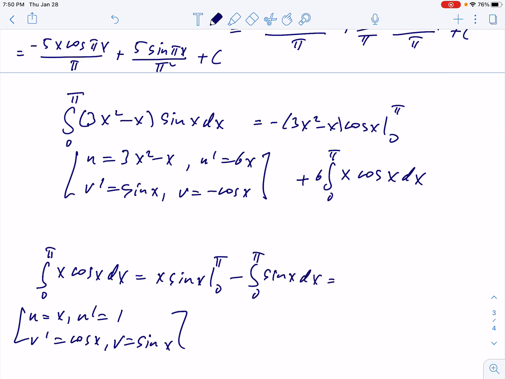Now, evaluating x sine x between 0 and pi, we get actually 0, because sine pi is 0 and sine 0 is 0, so this first term is 0, and we have the integral only of sine x with a minus. So this will be cosine x between 0 and pi. Cosine pi is negative 1, minus the value of 1 is 1, and we get negative 2. So this integral here on the right side is negative 2.